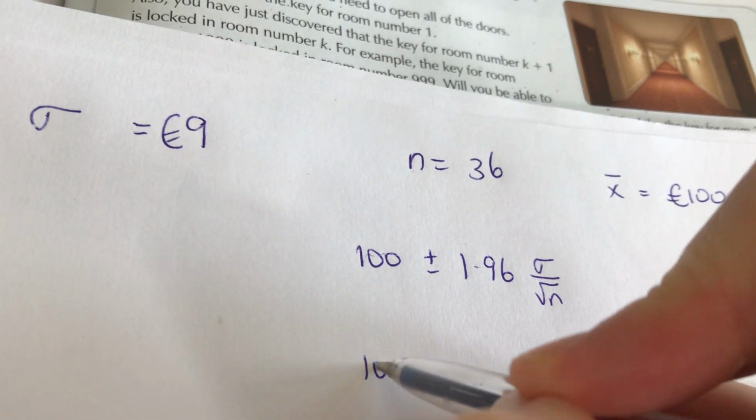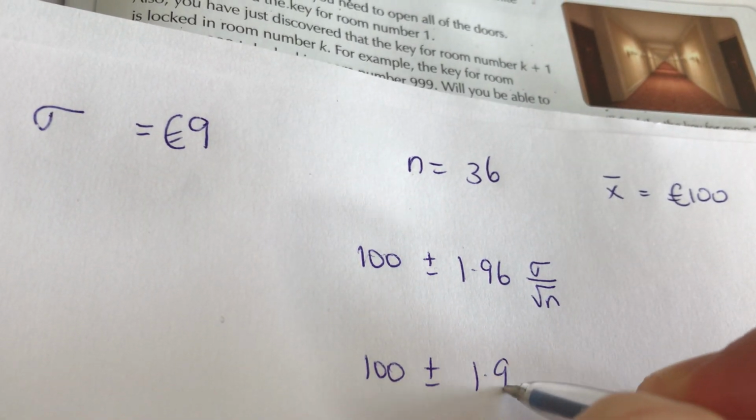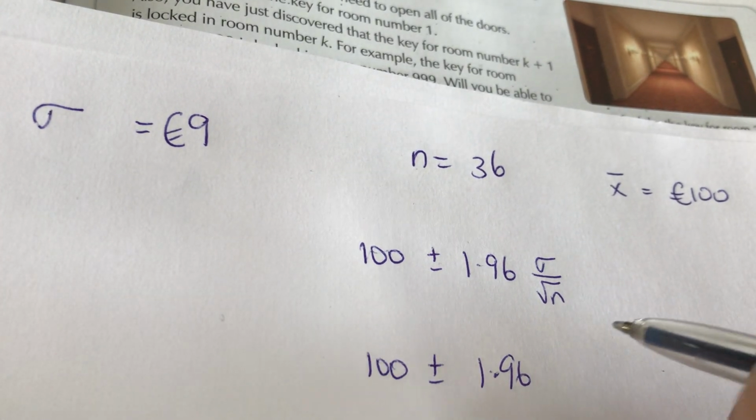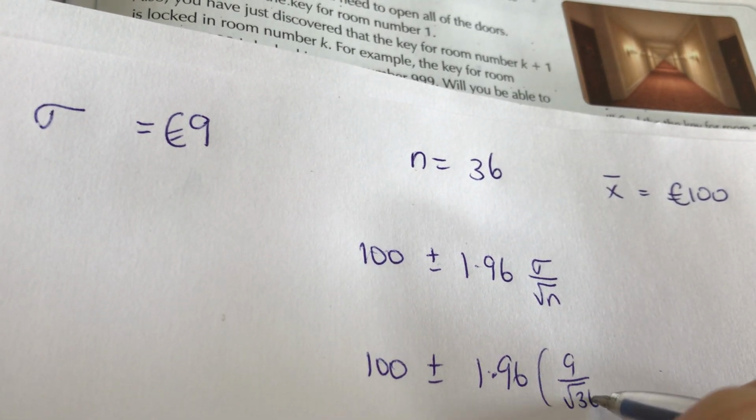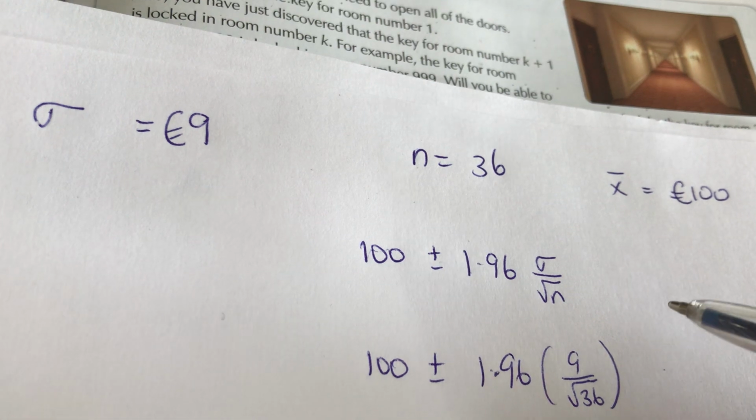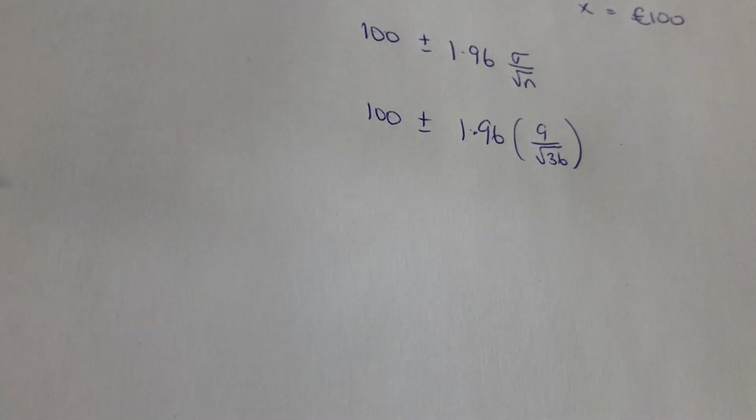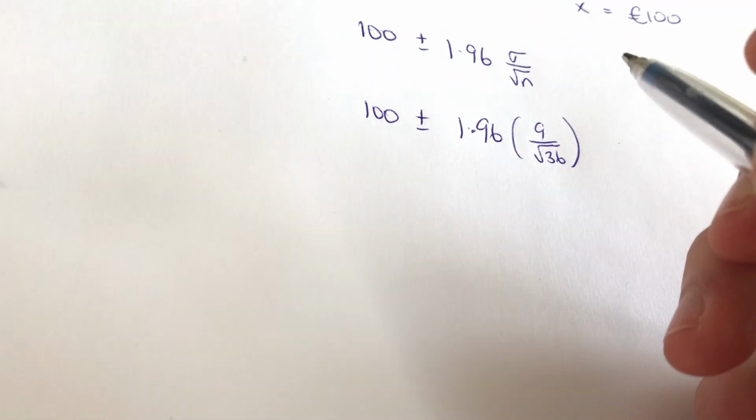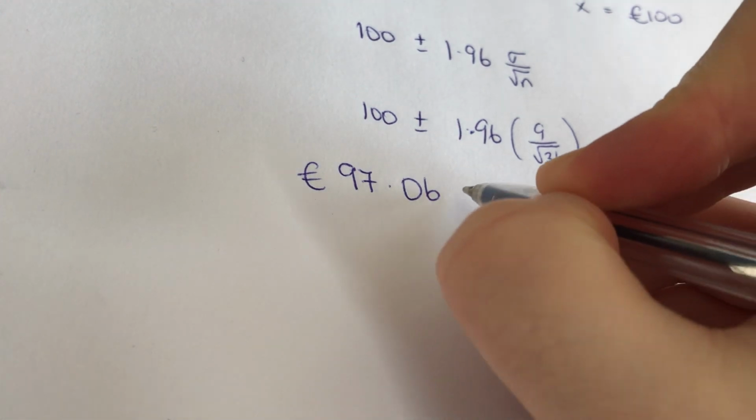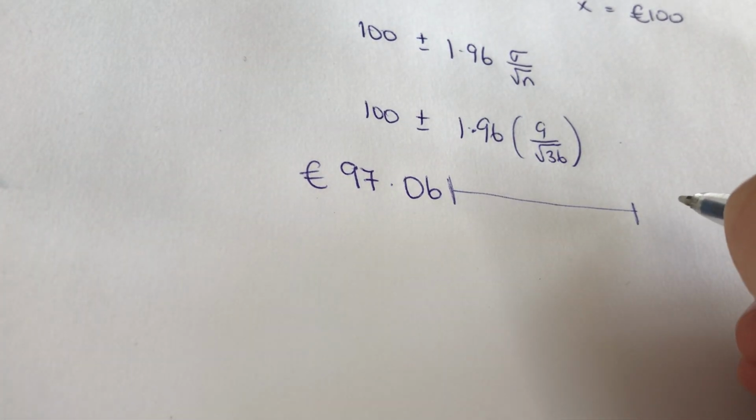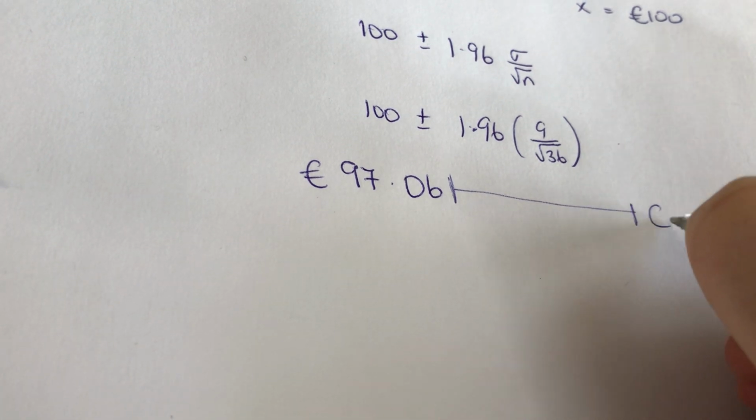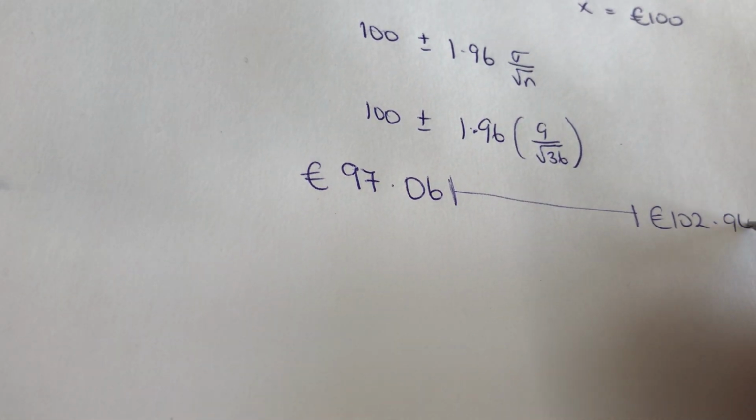So we have 100 plus or minus 1.96 times 9 over root 36. And throw that into the calculator. You should end up with €97.06. So that's the lowest part of my interval. And up at the top here, I have 102.94.